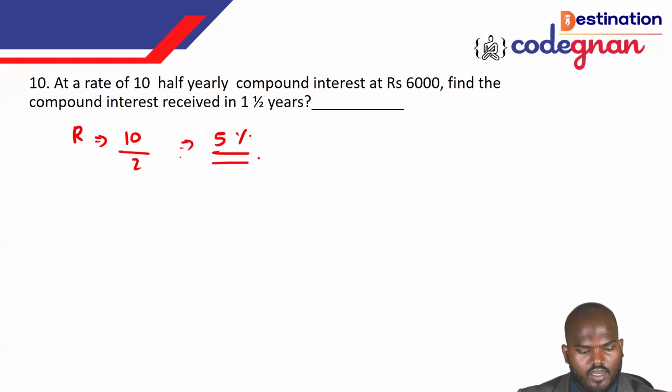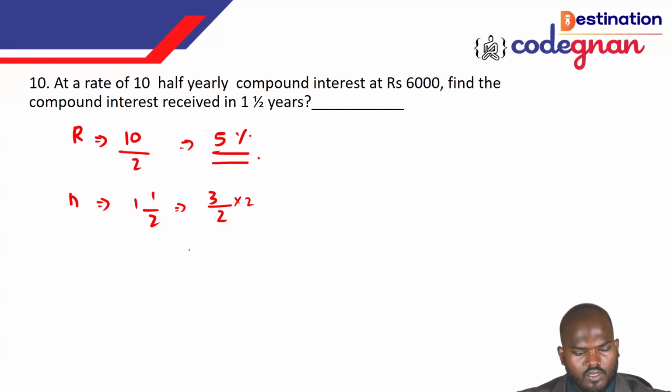When taking it up, they are giving the number of years as 1 1/2. 1 1/2 years means 3/2 of 2 times, so it gives you 3 half-yearly periods. So 3 half yearly, you can take it up.